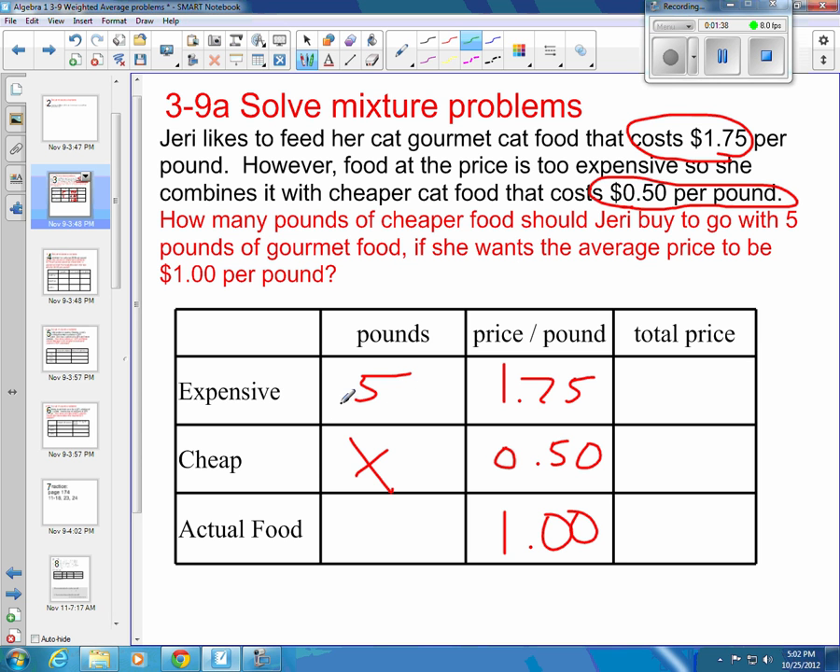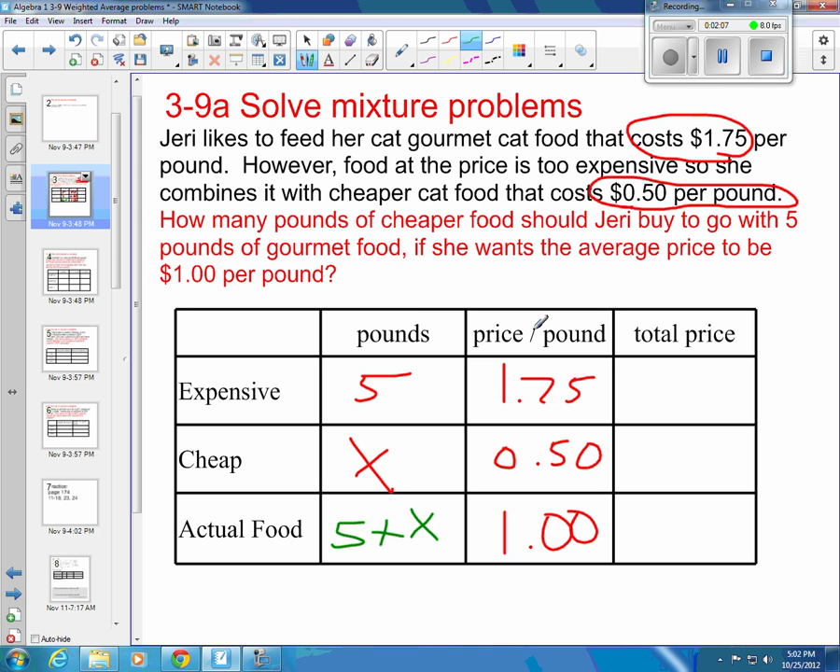So I know I've got 5 pounds of expensive and x pounds of cheap, and we want to know how many pounds of actual. So if we've got 5 pounds and we're mixing it with x pounds, that would be 5 plus x. We're going to add the two together. Our expensive food plus our cheap food would be equal to our actual food. So when we're going down, we're going to be adding here. Then we're going to look at the price.